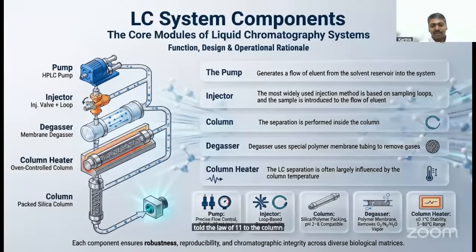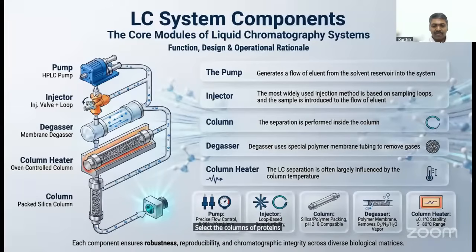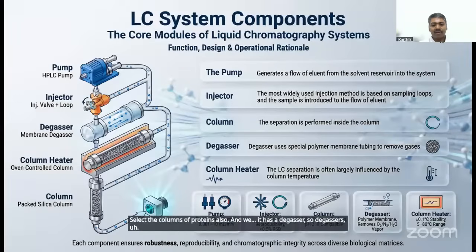The column is where the separation is performed. Based upon the analyte of interest, there are different column chemistries. We'll go through in upcoming slides how to select the columns. And it has a degasser. The degasser uses a special polymer membrane tubing to remove the gases in the mobile phase.